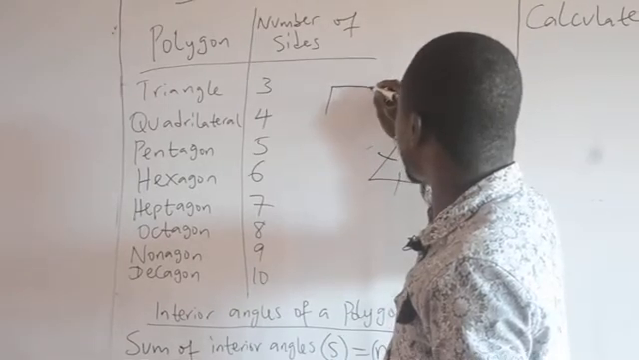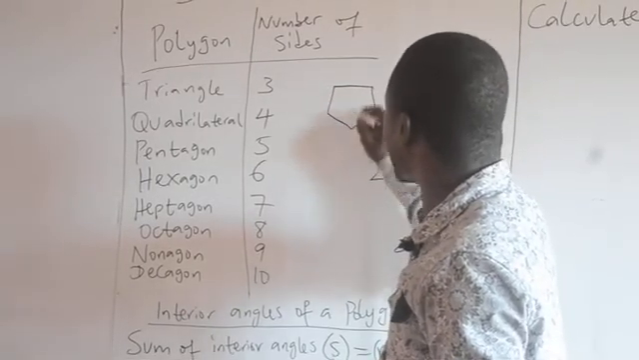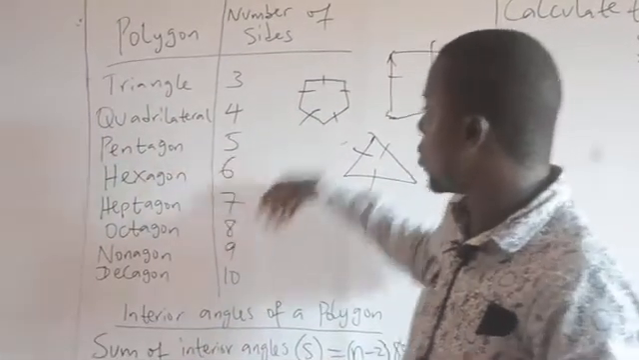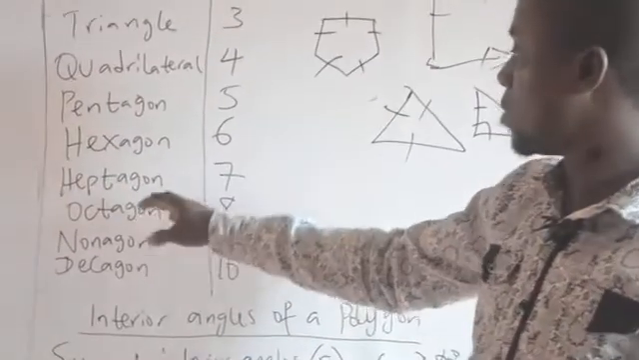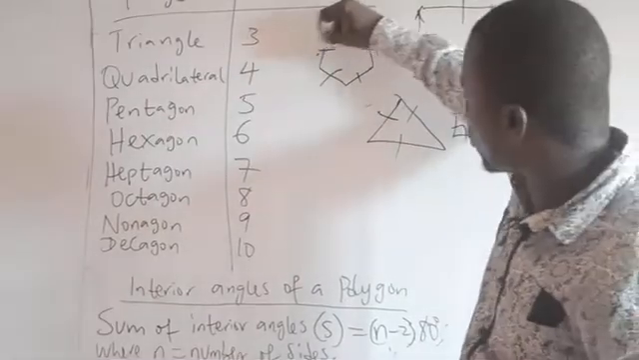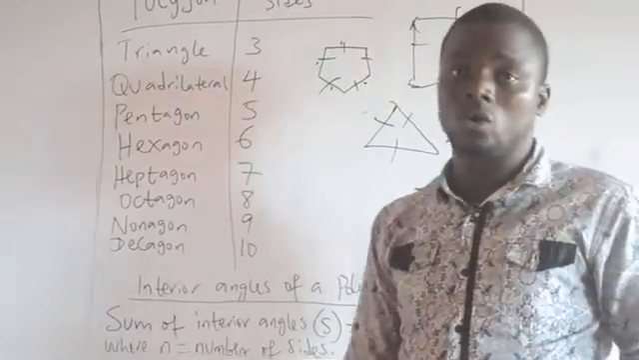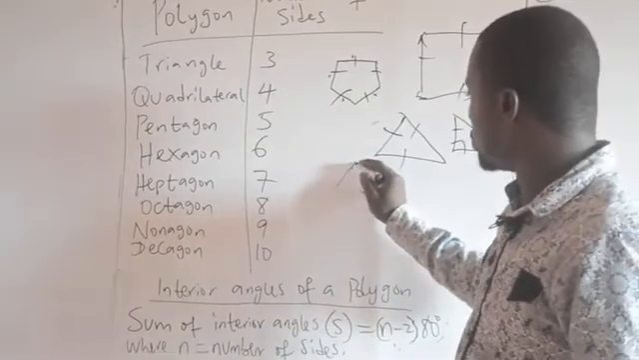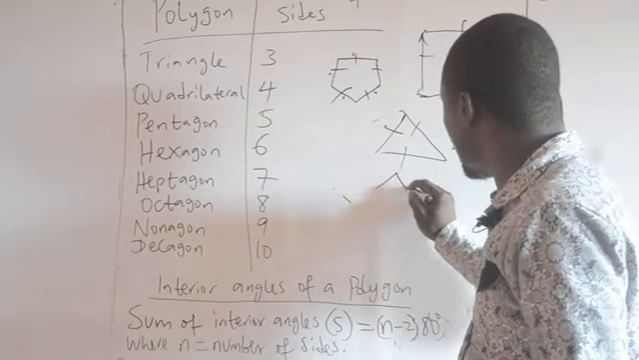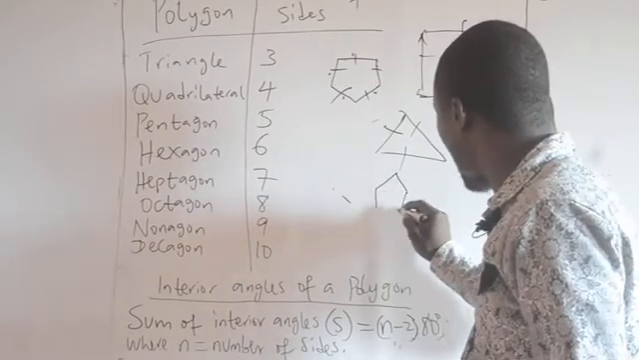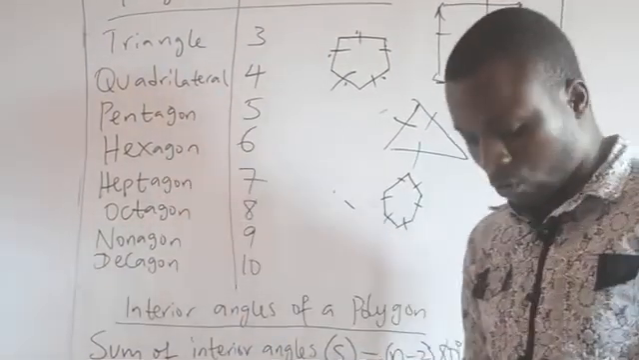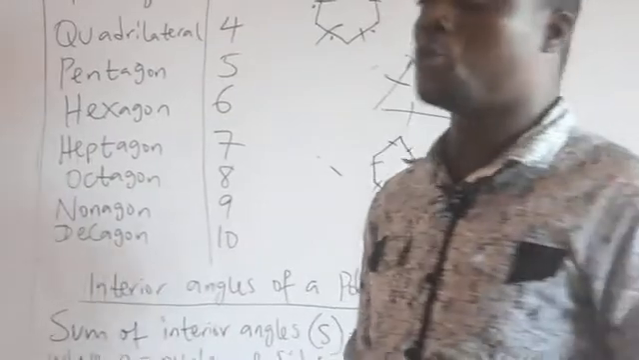1, 2, 3, 4, 5. This is a pentagon. If you continue, we have hexagon, heptagon having 7 sides, octagon 8 sides, nonagon 9 sides, decagon 10 sides. Like I said before for the pentagon, you can also draw the hexagon, which is 1, 2, 3, 4, 5, 6. So if you count the number of sides, it gives you 6, which is a hexagon, so to speak.